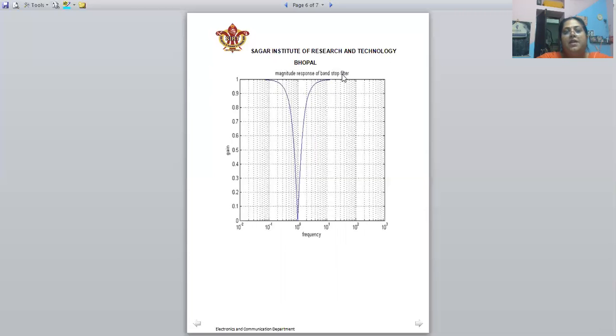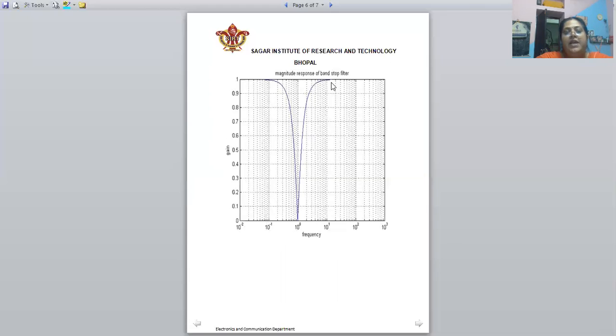We have marked the title. These are the labels X and Y. We have taken the frequency on the X axis, and on the Y axis we have taken the gain. So for this band, below the lower cutoff frequency, it is the pass band, and we will have the gain as 1.